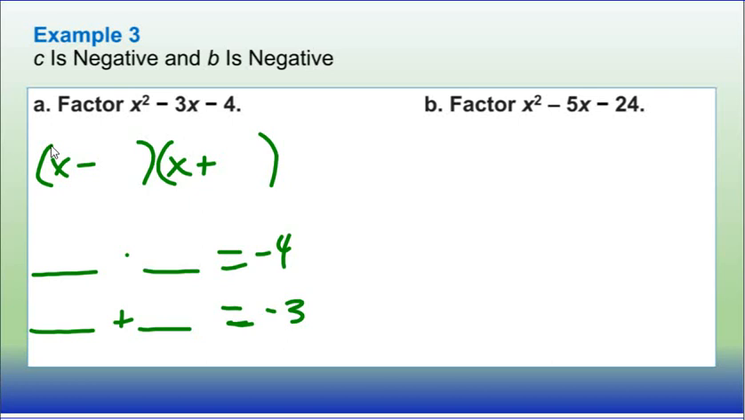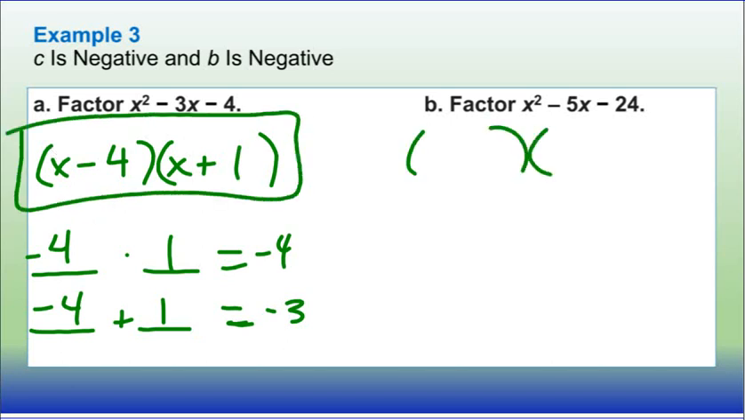So to get negative 4, I could do 2 times negative 2. But if I add those two together, it doesn't give me negative 3. So that one doesn't work. I could do 4 and 1, that equals 4. One of them's got to be negative. If I do negative 4 times 1, that gives me negative 4. Negative 4 plus 1 does give me negative 3. So I know my answer is x minus 4 and x plus 1.